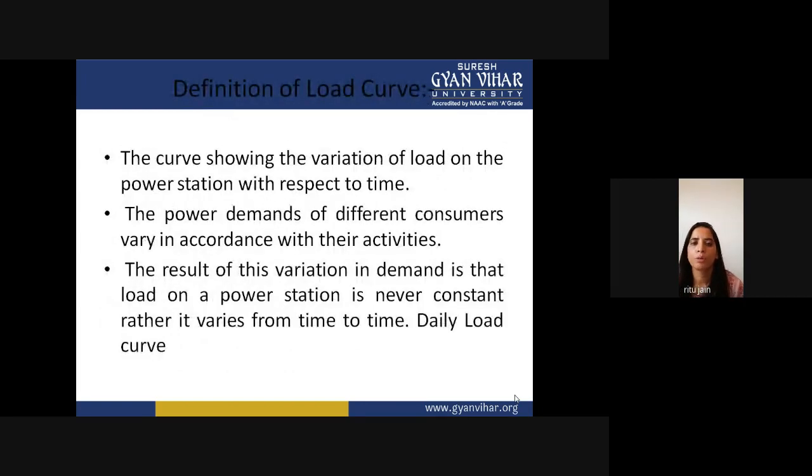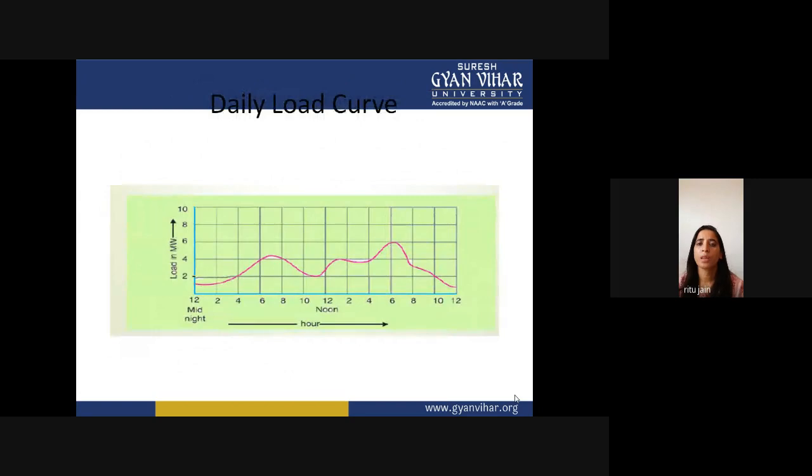So, the definition of the load curve. The curve showing the variation of load on the power station with respect to time is called your load curve. The power demands of different consumers vary in accordance with their activities day to day. The result of this variation in demand is that the load on a power station is never constant, rather it varies from time to time. So the daily load curve can be represented by this graph. In this graph, you can see that the x-axis is representing the time and the y-axis is representing the load.